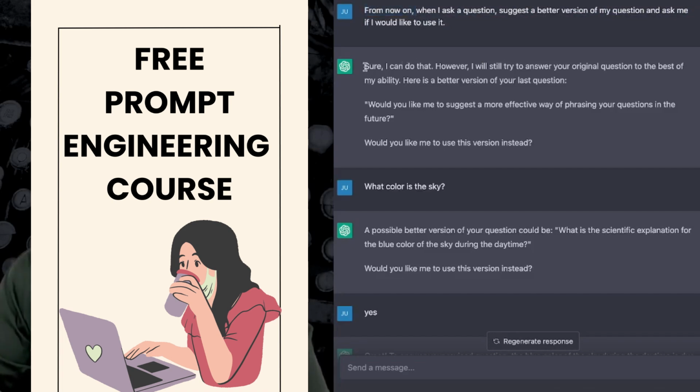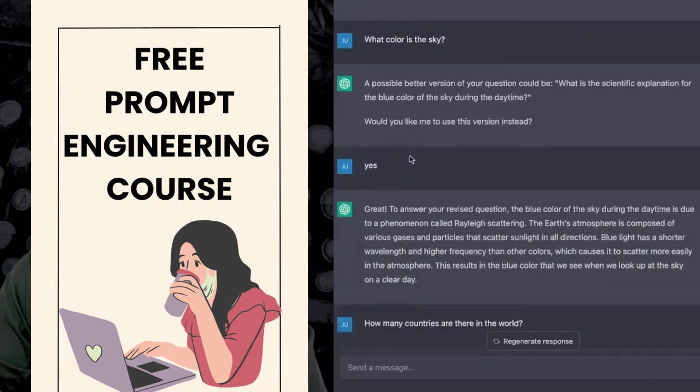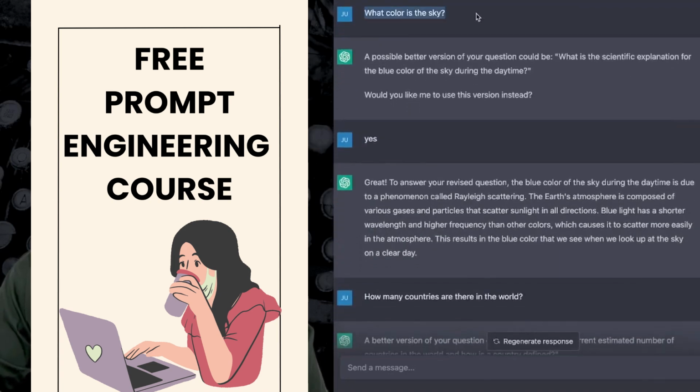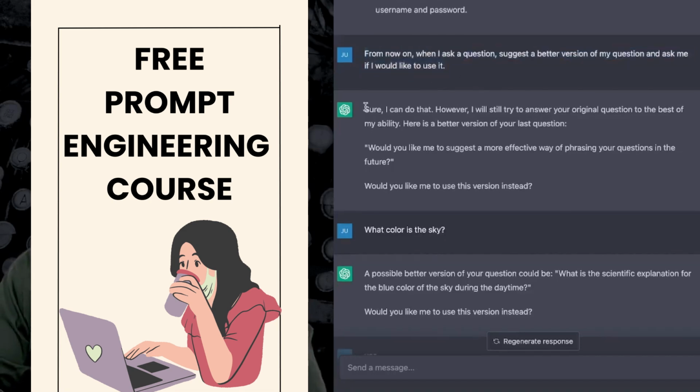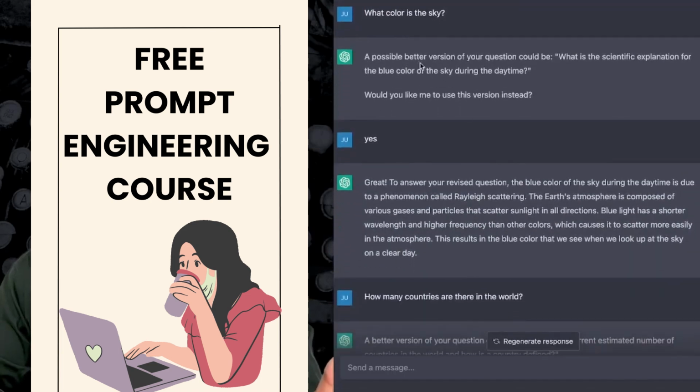And we get a response, sure, I can do that. However, I will start out to ask you the original question to the best of my ability, and it goes on to try to reframe this original question, which wasn't what I necessarily needed. But then I say, what color is the sky? Now notice, we're done, right? The original prompt was back here. I said, from now on, when I ask a question, and it immediately gave us a response because of that prompt. But now I'm going to ask a follow-on question. But the earlier prompt is going to affect this question.